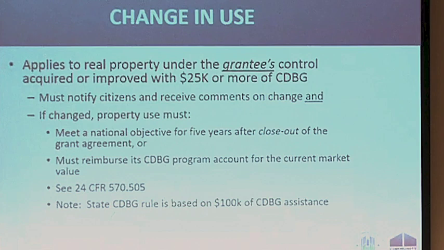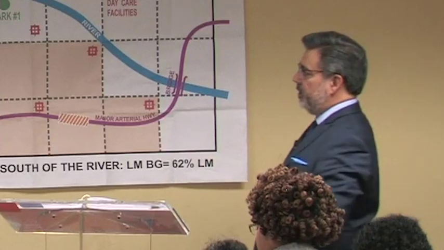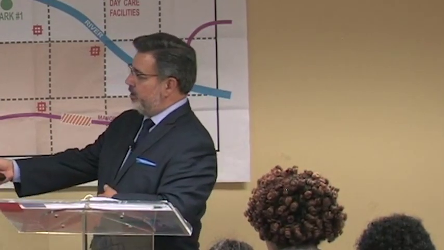Okay. And so the same applies to you as the grantee, but you have slightly different requirements. You must notify citizens and receive comments on the change. And if changed, property use must meet a national objective for 5 years after closeout of the grant agreement, or you must reimburse your CDBG program for the current market value, and the regulation is found here.